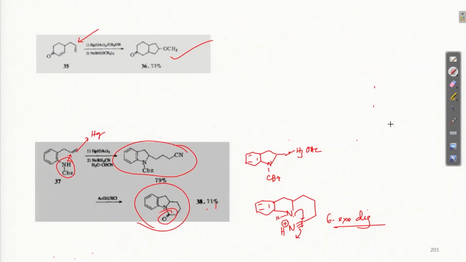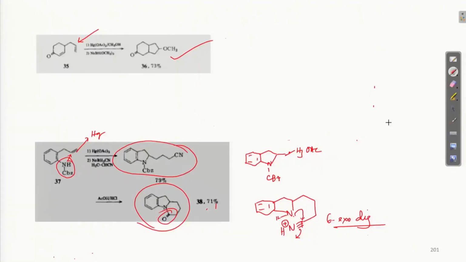So, that ends the mercury method, and we have seen how the mercury method can be utilized in making various skeletons of importance. Many of these heterocyclic skeletons are part of natural products or part of biomolecules which have important biological activity. Okay. Thank you very much.